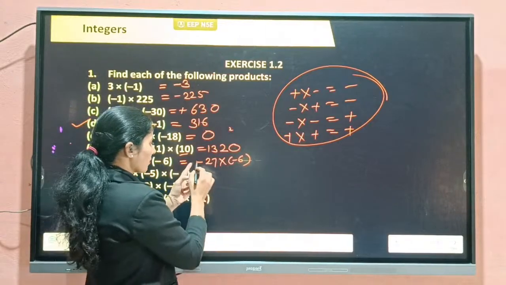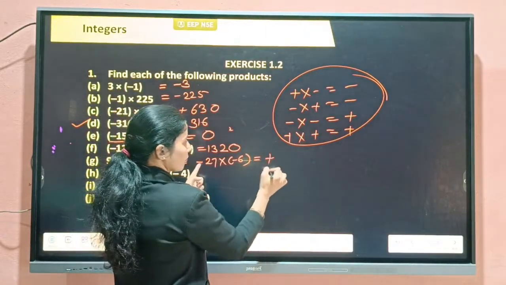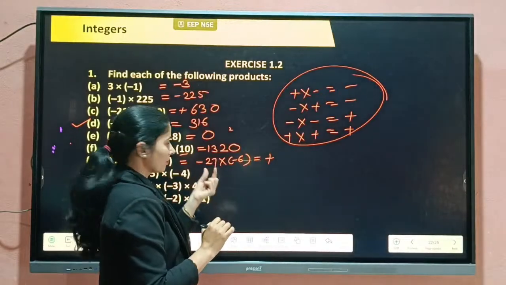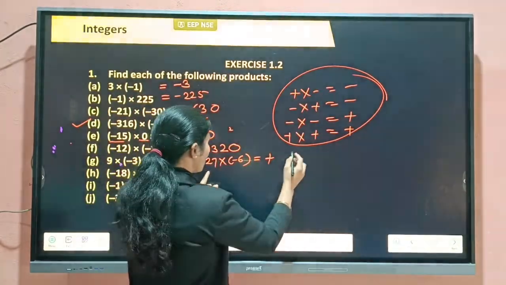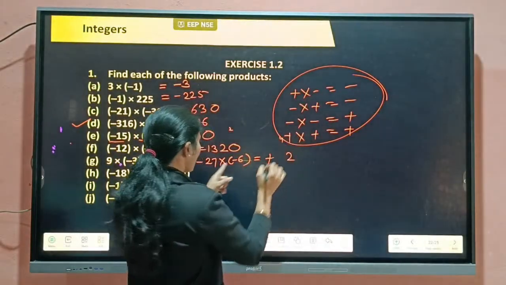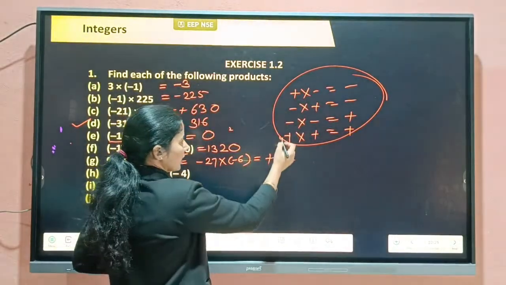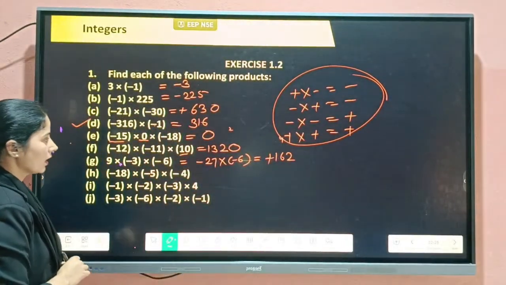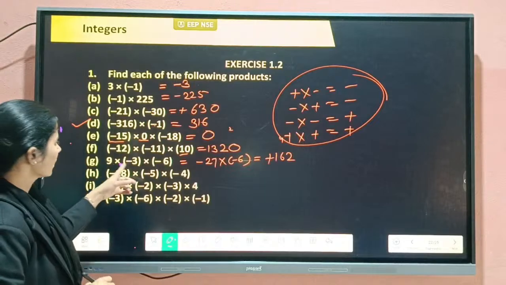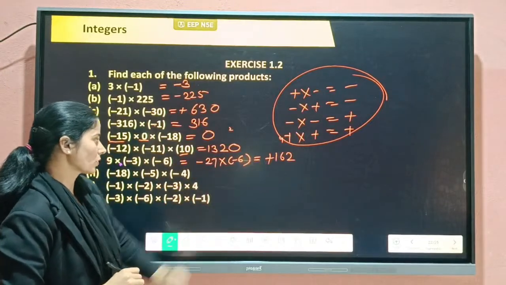So you will write minus minus plus, minus minus plus, and 27 multiplied with 6. 6 sevens are 42 and 6 twos are 12 and 4, 162. 162 will be your answer. You will use 2 steps to solve this one.